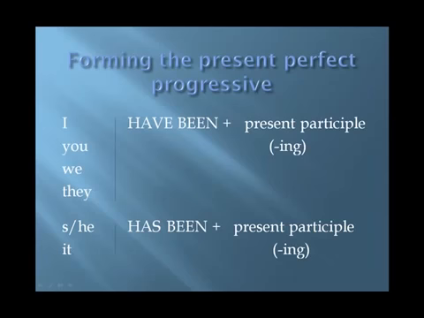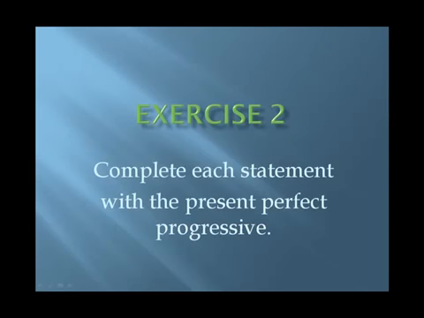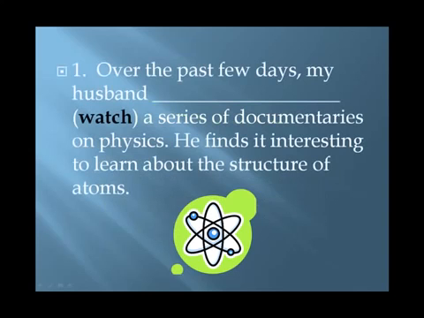Forming the present perfect progressive is not difficult. You need 2 helping verbs, have been or has been, followed by the present participle, a verb in the ing. Let's give you some practice doing this. Exercise 2. Complete each statement with the present perfect progressive. Number 1. Read the statement to yourself first.